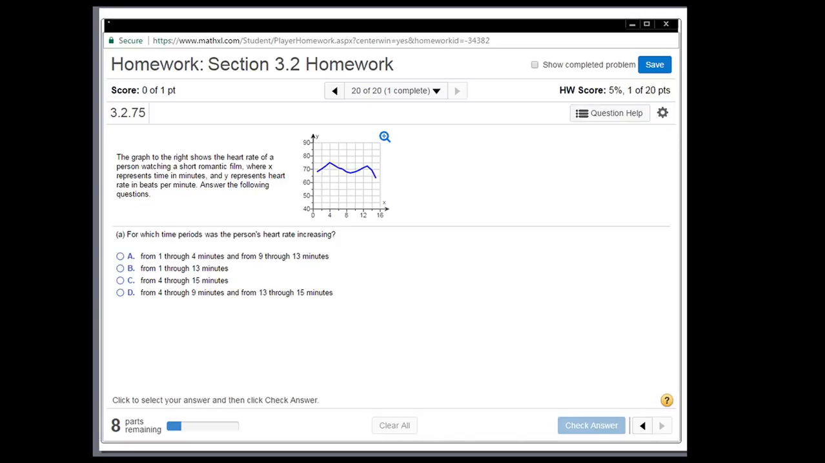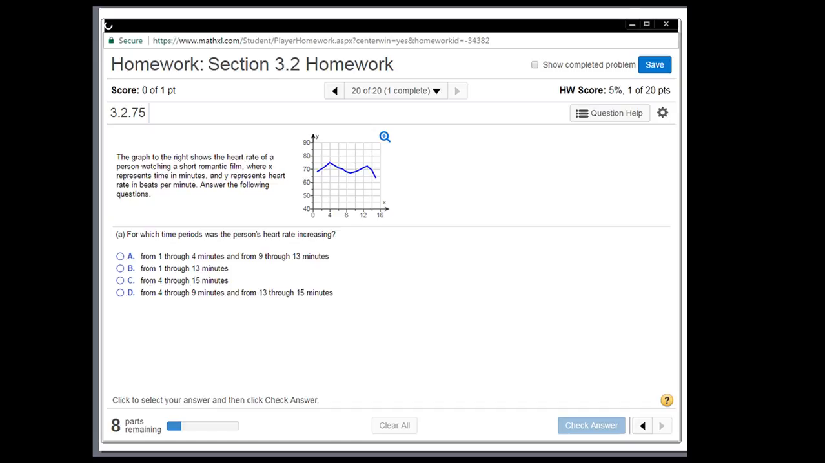Hey everyone, I wanted to take a look at this next question here. Heart rate while watching a romantic film. I think it's a little bit of a funny way to start up a question. It says the graph to the right shows the heart rate of a person watching a short romantic film, where X represents time in minutes and Y represents heart rate in beats per minute.